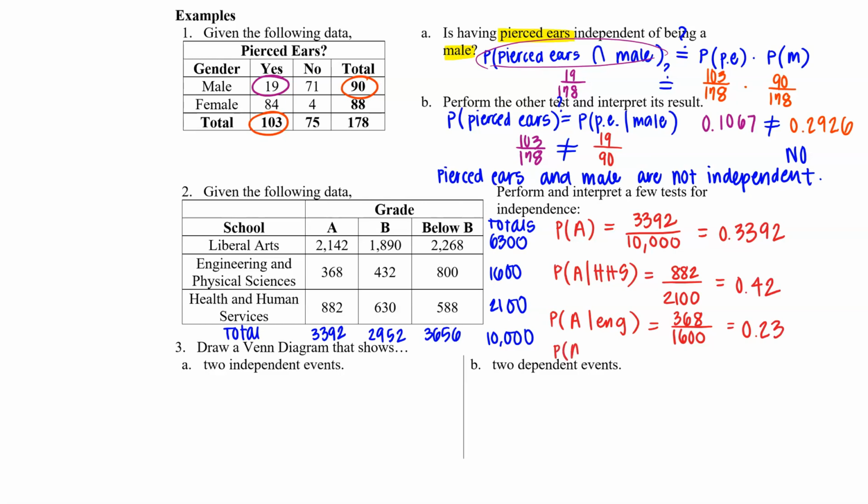And lastly, the probability of having an A given that you are part of the liberal arts school. This is equal to, of the 6,300 students in the liberal arts school, 2,142 of them have an A average, which is approximately 0.34. At this point, we can conclude, no, school and GPA are not independent.